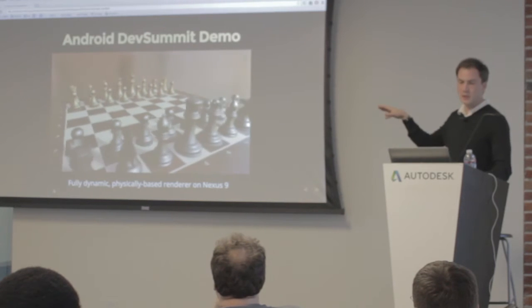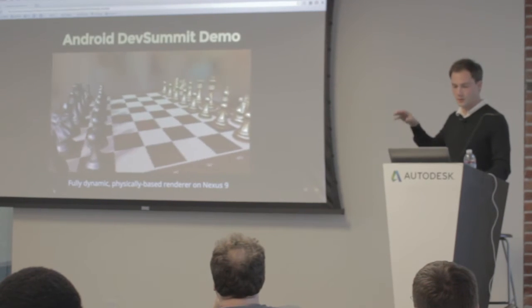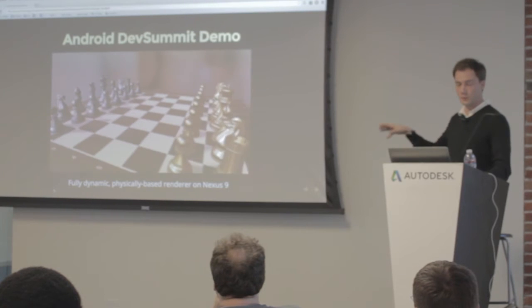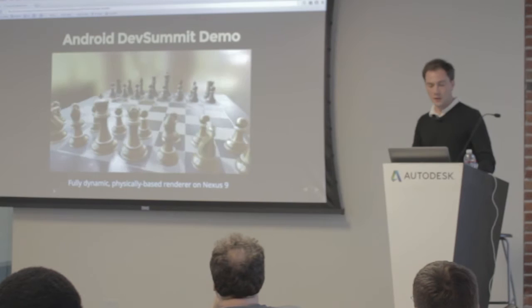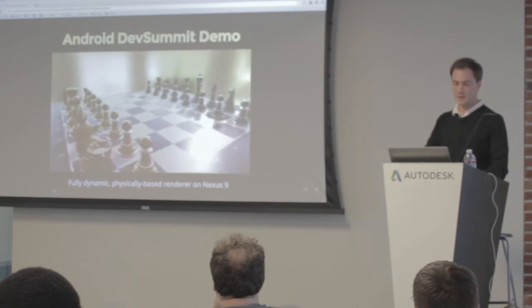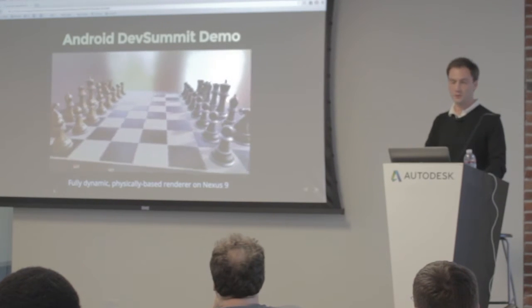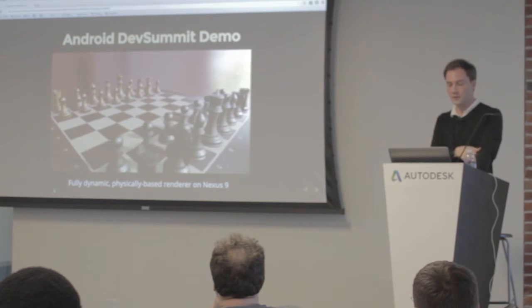And this is a Java application running on a Nexus 9. So it's all Java and OpenGL ES 3. And this utilizes all the concepts I just talked about. So everything here that you see is physically based. It's all dynamic. So the shadows are dynamic. The lighting is dynamic. Nothing is pre-baked.